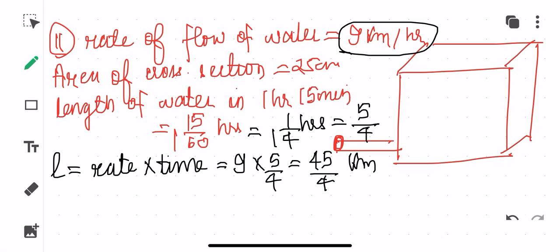Now you have length, and here you have what? Here you have area of cross section. So what will be the volume of water equal to, children? So before that, you can see what? That area of cross section which is there, it is given in centimeter square. And here what you have calculated, it has been calculated in kilometer. So there is a huge difference. So what we can do, we can just take it to the medium part.